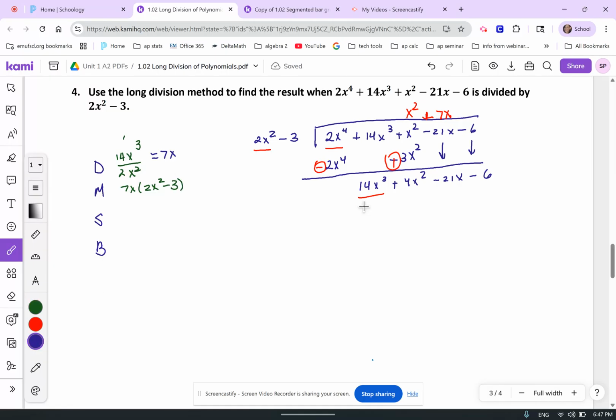And when you do that, you get 14x cubed. 7x times negative 3 is negative 21x. We're now going to change the signs and add down, and both these terms cancel. But you are left with 4x squared minus 6. And we repeat the process because x squared can go into 2x squared evenly. So we can repeat the process.